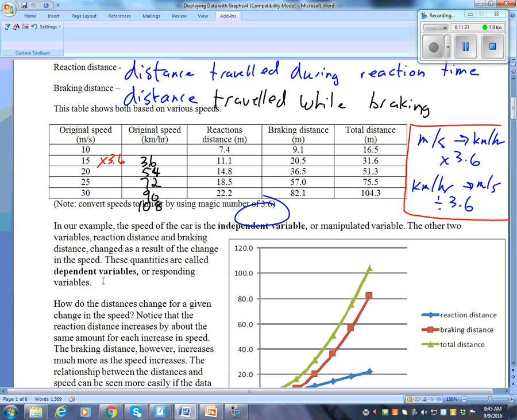Now, how do the distances change for a given change in speed? Notice that the reaction distance increases by about the same amount for each increase in speed. We're going up by 5 meters per second here each time, and these differences are about the same. Like 7 to 11 is like 3, 11 to 14 is like 3, 14 to 18 is like 4, and there's some decimals here. 18 to 22 is like 4, so it's somewhere between 3 and 4 each time. They're going up by the same amount, which isn't surprising. But it's kind of hard to see because they're decimal numbers.